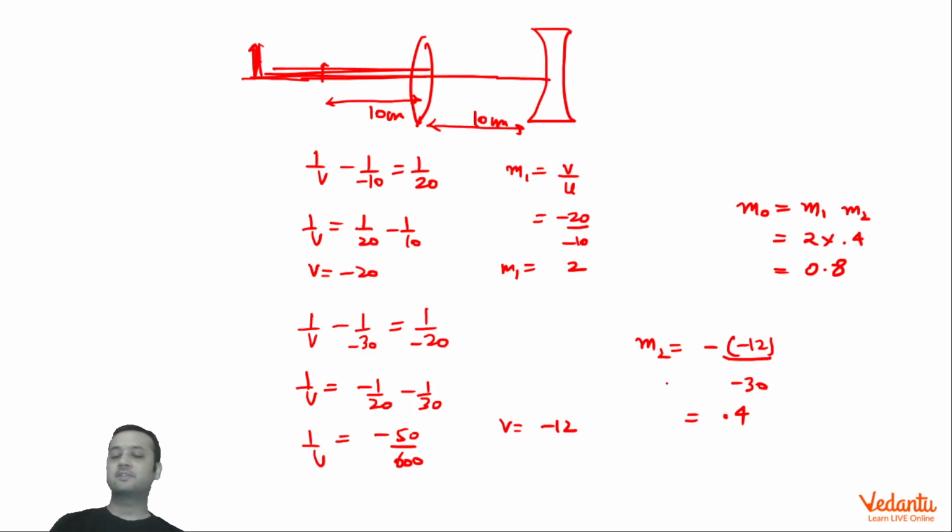If you want to see where the image will be formed, you can see that v is minus 12. That means somewhere over here. And the size will be 0.8 times of this object, because the overall magnification is 0.8. So it will be slightly smaller than the original object, and it will be erect because overall magnification is positive, and it will be at minus 12. That means somewhere over here. So somewhere this sort of image will be formed.